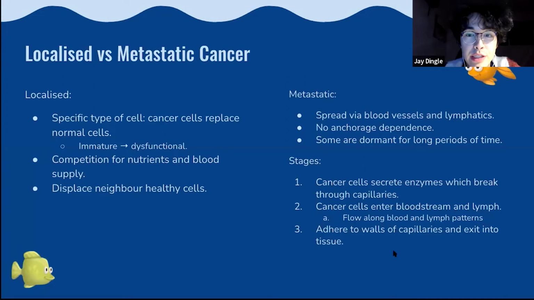The stages of metastatic cancer. Cancer cells secrete enzymes which break through the capillaries. Because of this, the cells can now enter the bloodstream and the lymph, and they will flow along blood and lymph patterns and then adhere to walls of capillaries and exit into tissue. At this stage, I don't think you need to know in too much detail where different cancers spread to, but it's important to know that the lymphatic system can play a cardinal role in the spread of cancer.